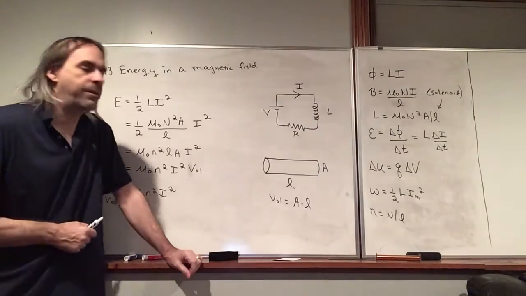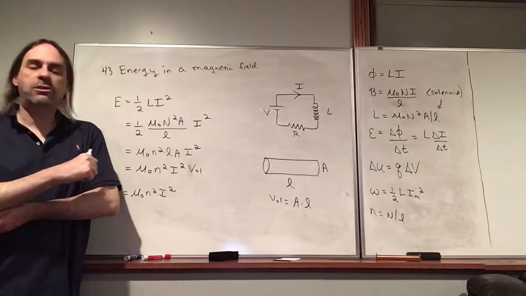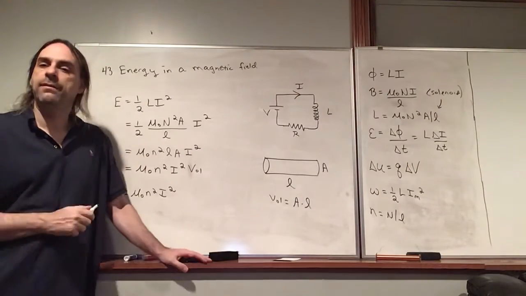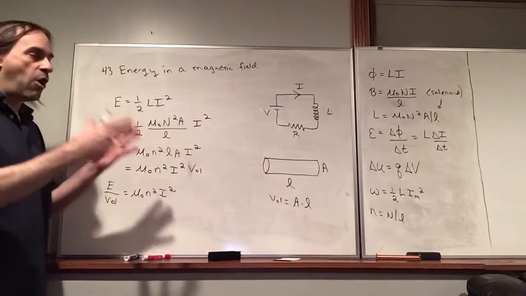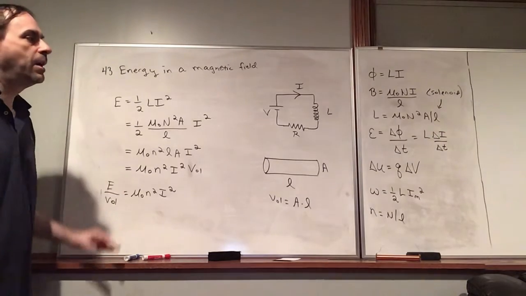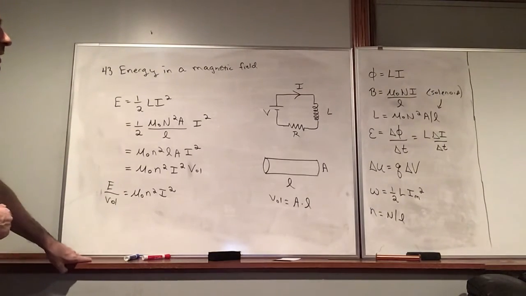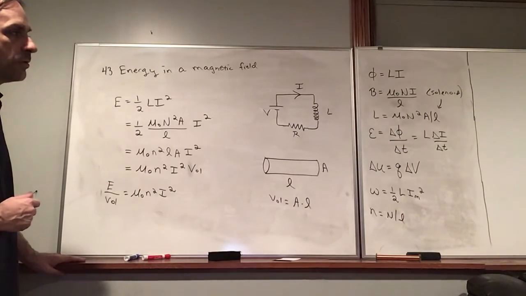So remember we did this with capacitors and electric fields. We looked at the electric field only exists between the plates of the capacitor. And so we had a volume, and we found the energy density for a capacitor. Now we're doing the same thing with a solenoid. But I want to get this in terms of magnetic field.